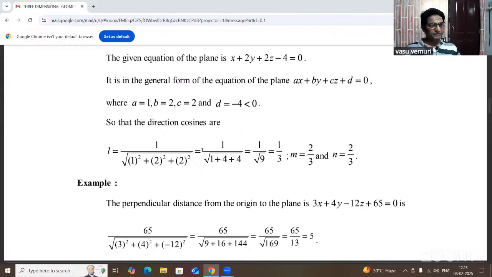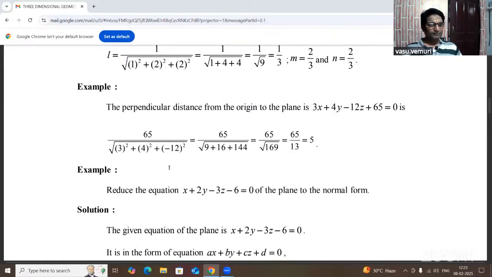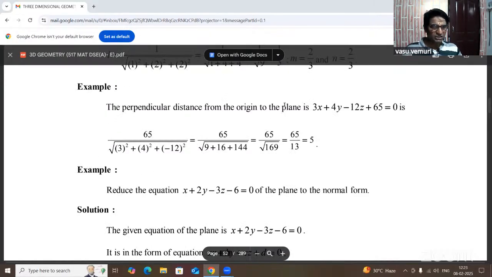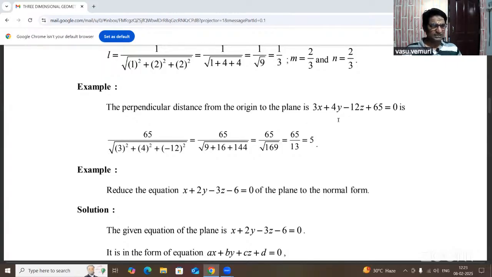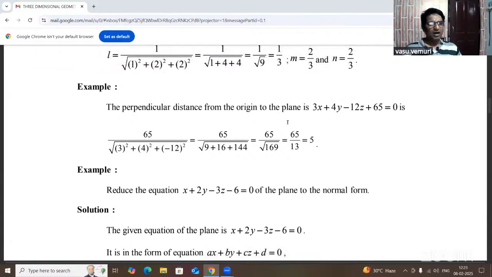Here the L value is 1 by 3, the M value is 2 by 3 and the N value is 2 by 3. Now, these problems are also given in some other university entrance examinations, either JEE, whatever is at intermediate level, or if you are going to a JLS exam, whatever it is. That is the simple expression.